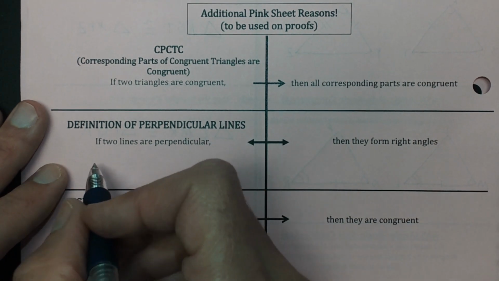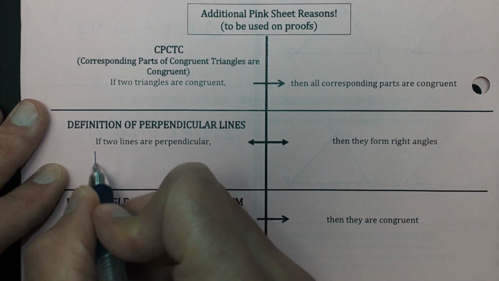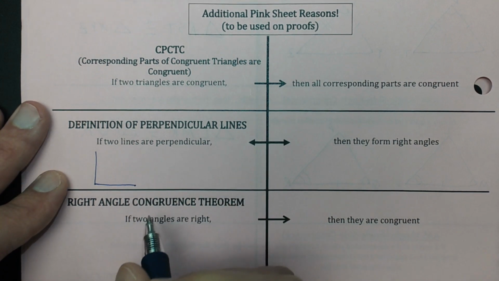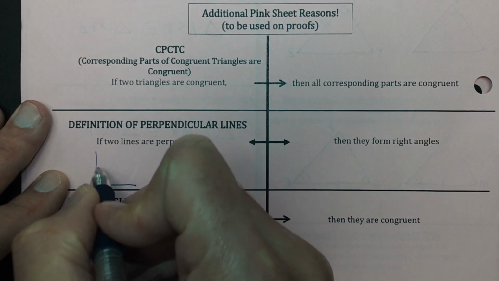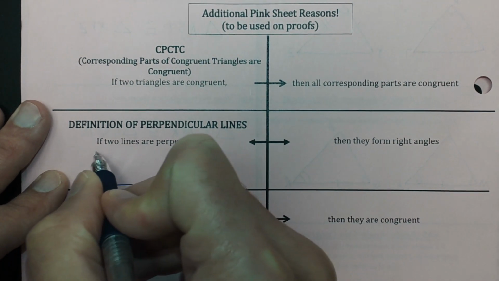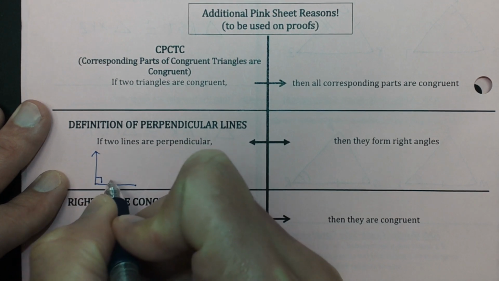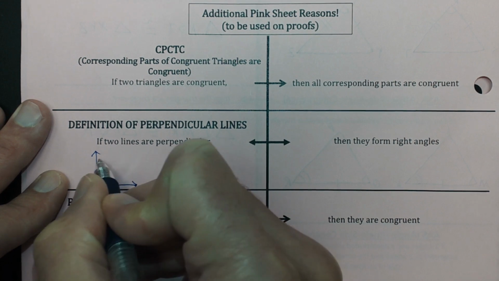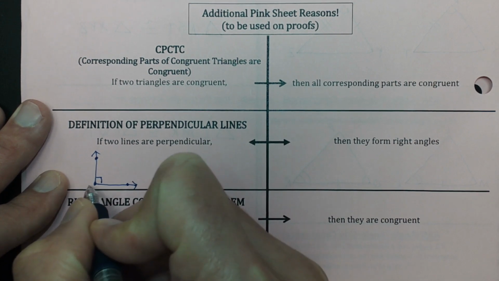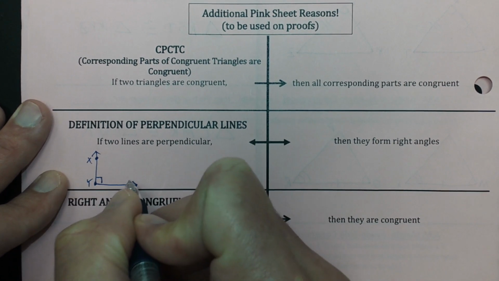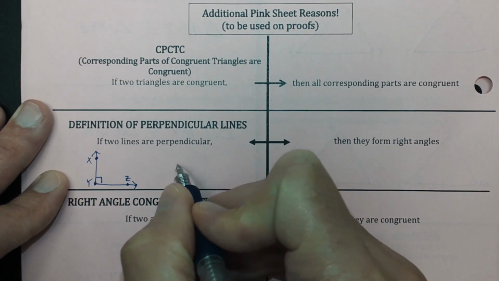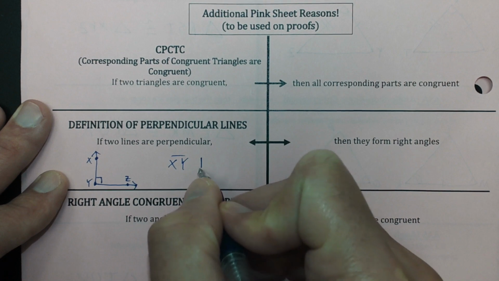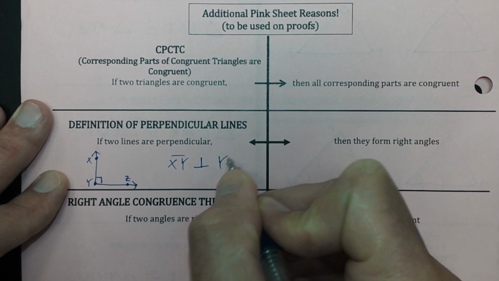Okay, what's the definition of perpendicular lines? If two lines are perpendicular, I'm going to just draw some line segments. You can use lines or line segments. Then all it's really saying is they form right angles. So let's say X, Y, Z, and then I'm just going to call these segments. Segment XY is going to be perpendicular to the other one, segment YZ.